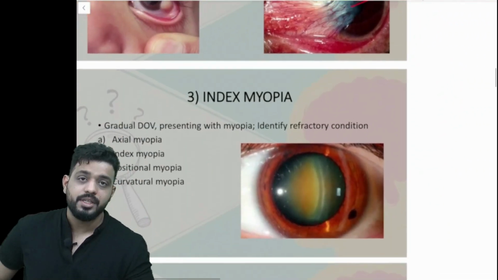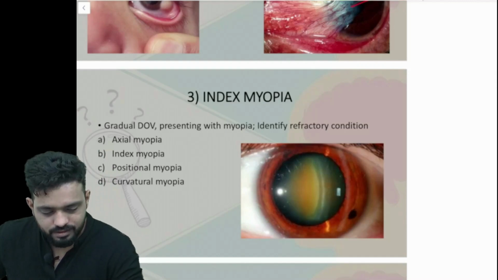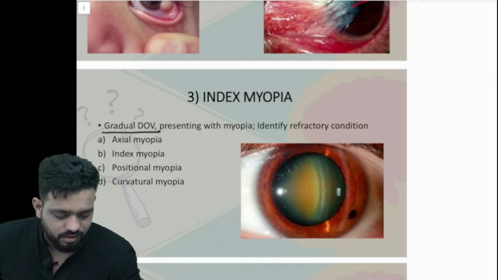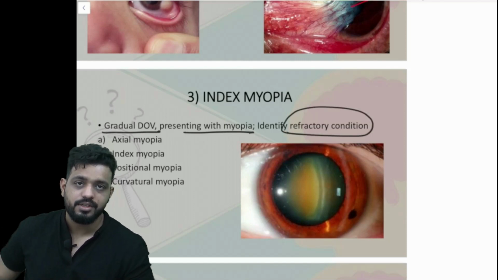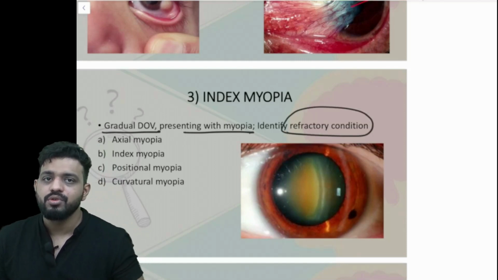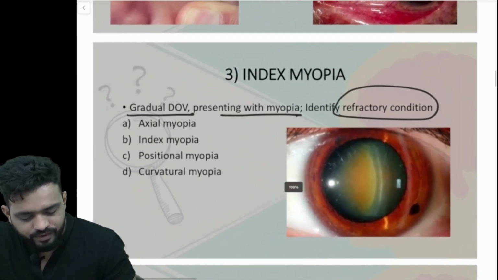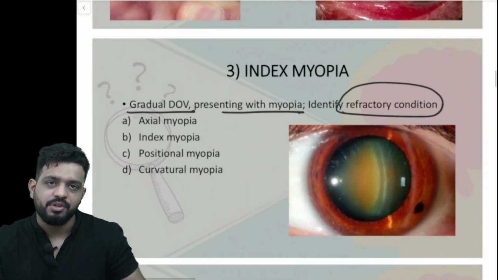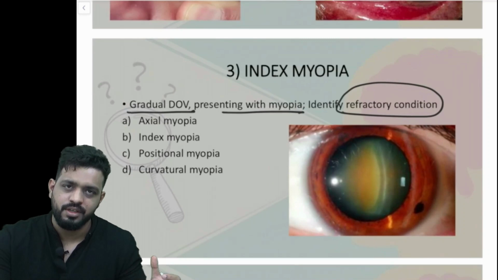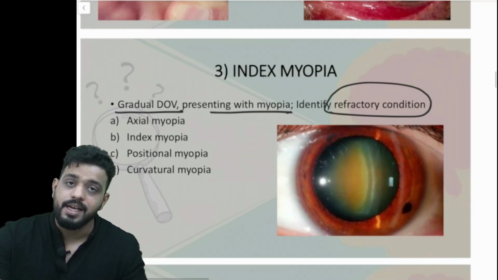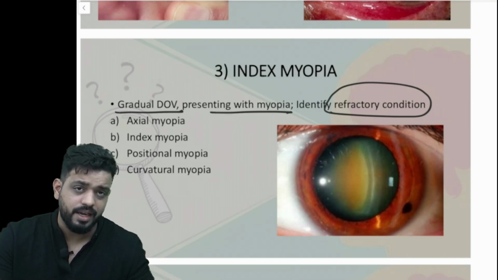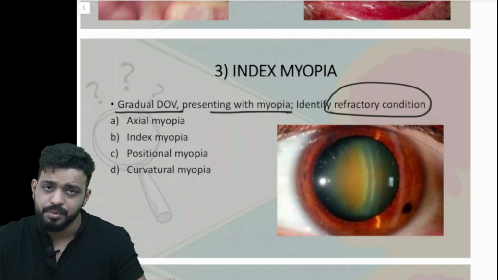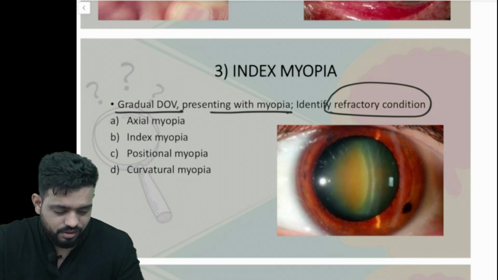So this was the image given. They had given us gradual diminution of vision, presenting with myopia, identify the refractive condition. When you get this, also look at the options. When I look at the options, all are types of myopia. So I reframe the question in my mind: what are they asking me? They are asking me the type of myopia. It makes my thinking a bit different and simple to figure out the right answer.